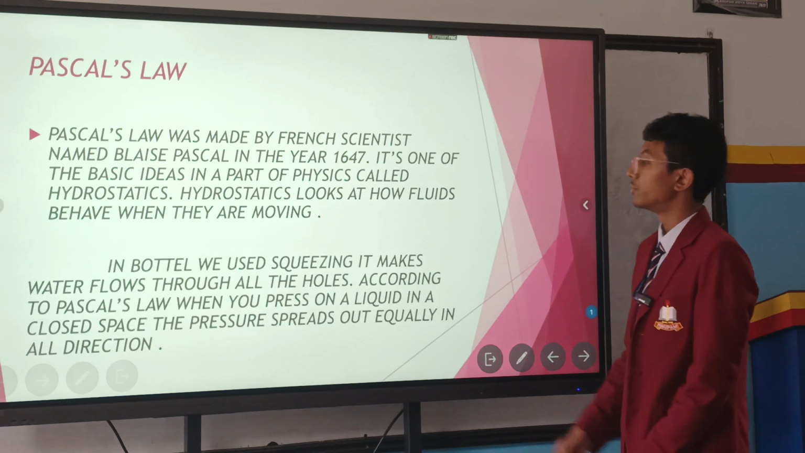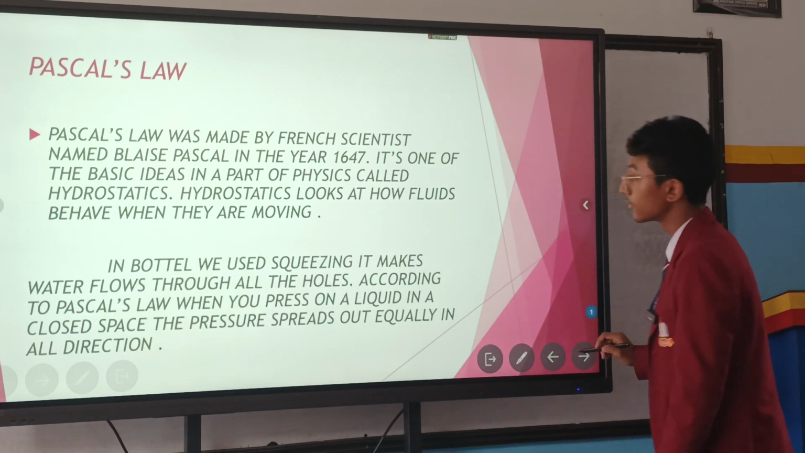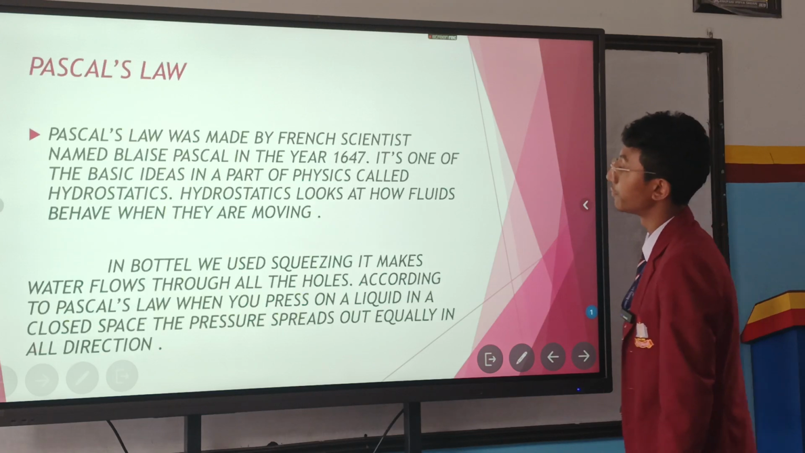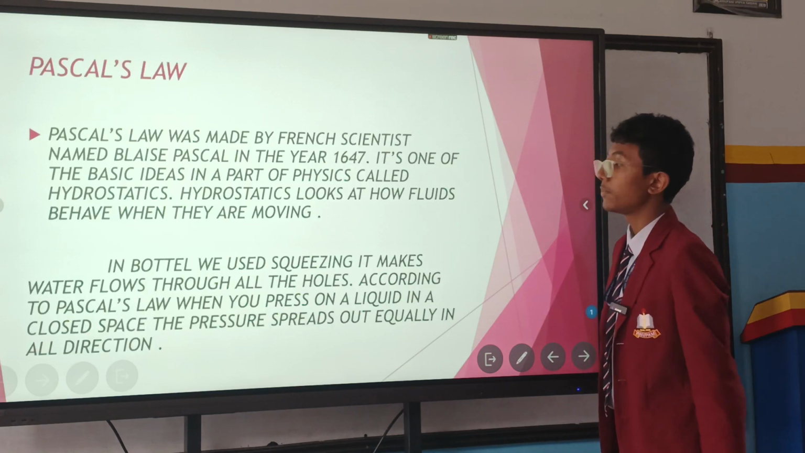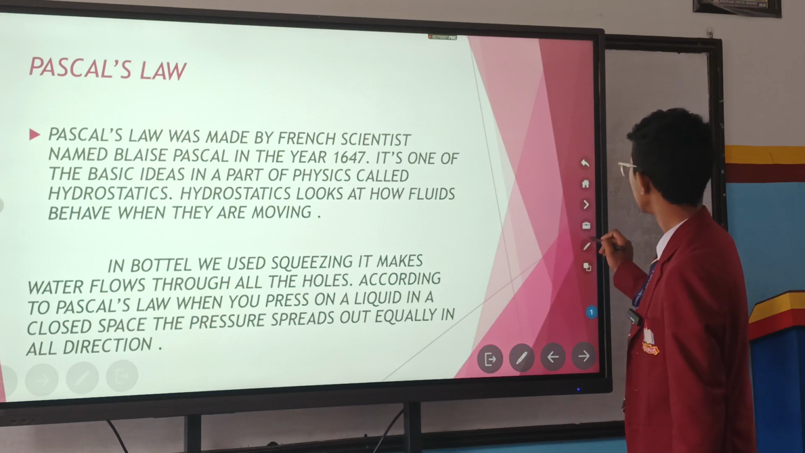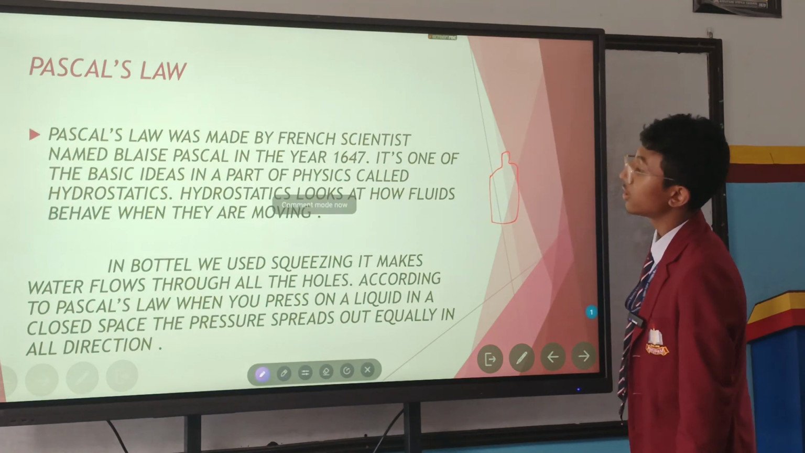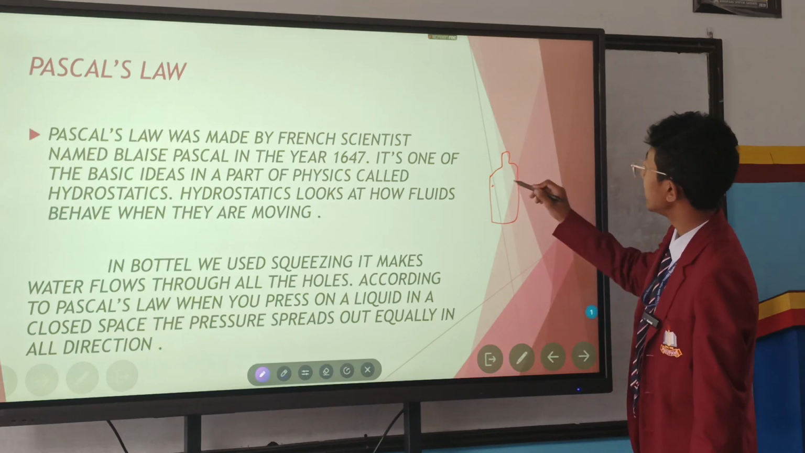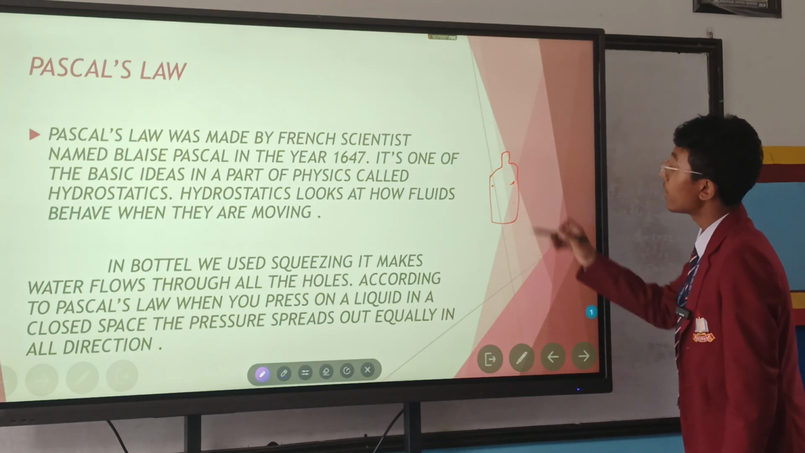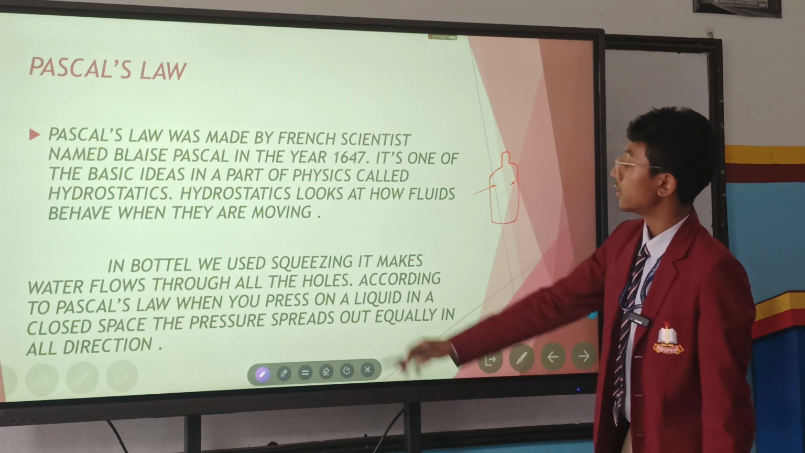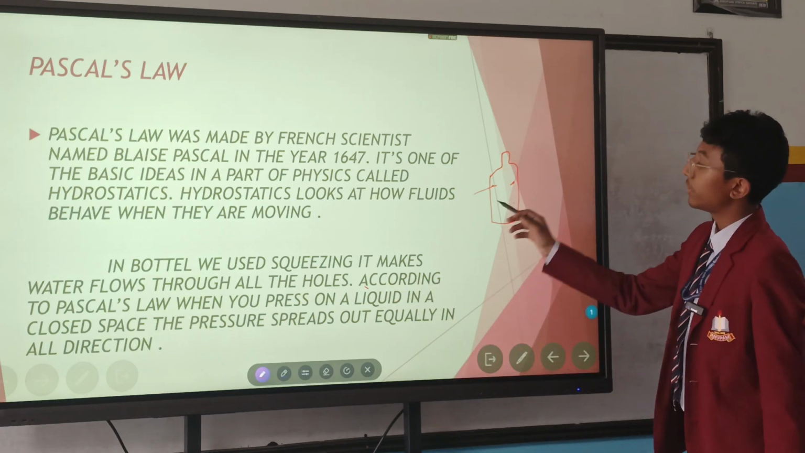In the bottle, squeezing it makes the water flow. Suppose this is one bottle, and if you make some small holes in it and press it, then water can flow very fast. So yeah, this is writing about this.